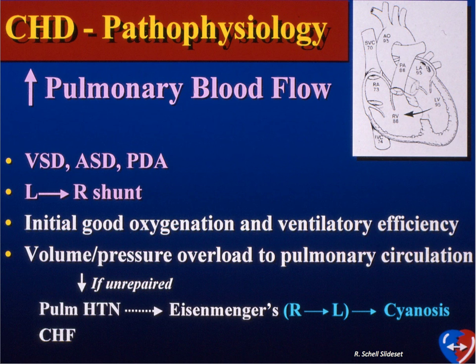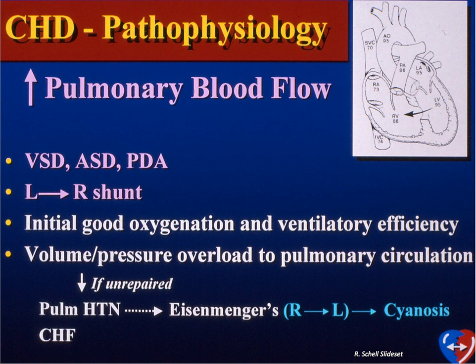So let's start with lesions that increase pulmonary blood flow. An example of this is a VSD, ventricular septal defect, an ASD, atrial septal defect, and a patent ductus arteriosus. Notice the letters are in pink, representing this as a pink lesion or acyanotic lesion. It's classically left to right shunt. In the picture in the top right is a VSD.